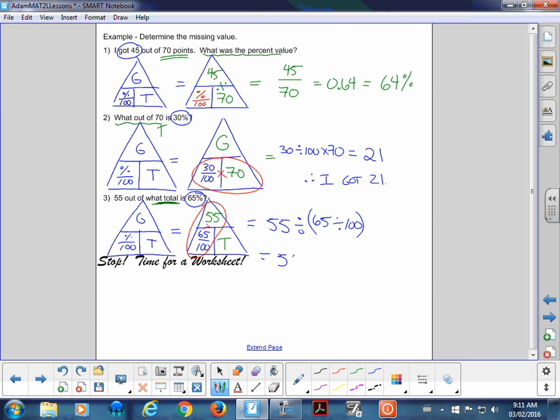So this is really 55 divided by, 65 divided by 100 is 0.65. So you have to figure this out first in every case anyway. So always figure that out first. When you do that, 55 divided by 0.65 will be 84.6. Okay, so very tricky. They will be a little bit frustrating, but once you get comfortable with that triangle, it works pretty slick.